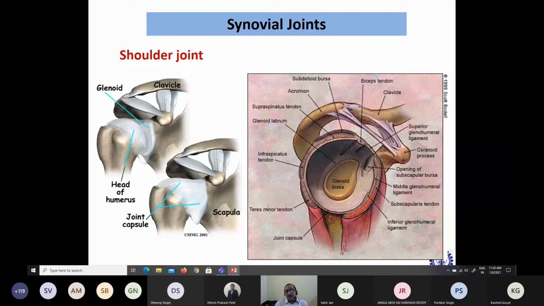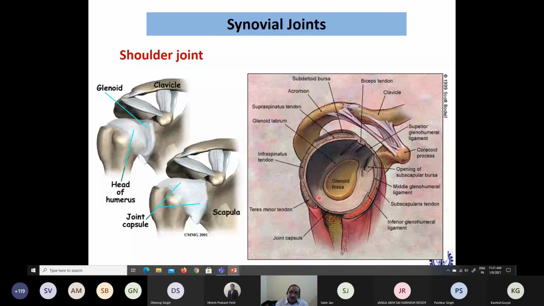A typical example is the shoulder joint. If you look at the shoulder joint, you can see it contains the humerus. As you can see, the head of the humerus and the glenoid cavity form the basic shoulder joint. This is the side view of the glenoid cavity. So you have this glenoid cavity, and this is the red pointer pointing to the glenoid cavity.